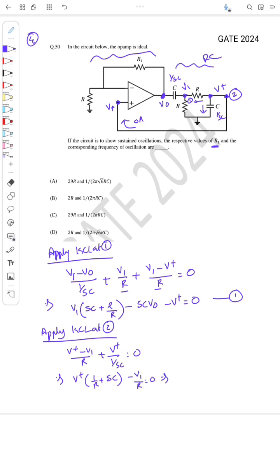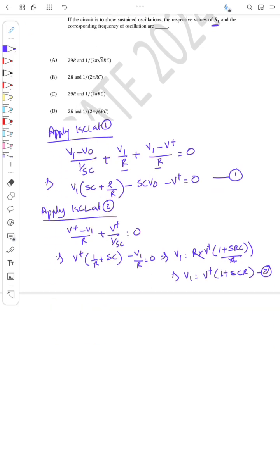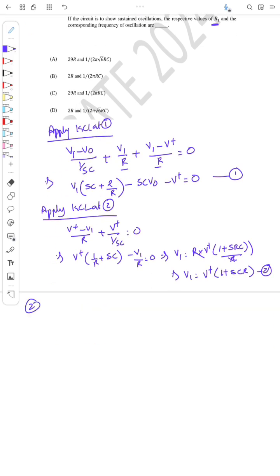Or from here, what is V1? V1 is R into V plus into 1 plus S into RC by R, right? So R cancelled. I can write V1 as V plus into 1 plus SCR. Okay, so this is equation 2. So I'll substitute equation 2 in 1.